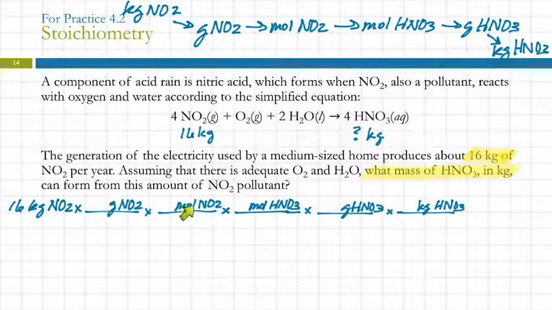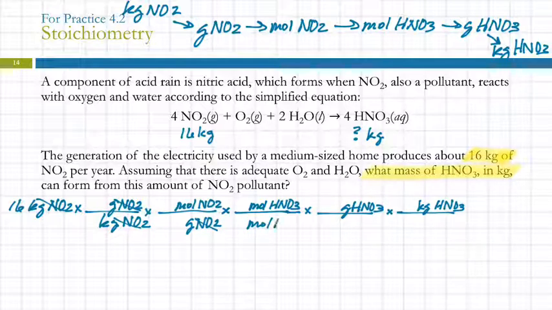I'm going to take this unit and put it down here. I'm going to take that unit and put it down there. This unit and put it down there. Because that's how I get the units to cancel out. Kilograms of NO2, those cancel. Grams of NO2, those cancel. Moles of NO2, those cancel. Moles of HNO3, those canceled. Grams of HNO3, and those cancel. Right? So many units, right?